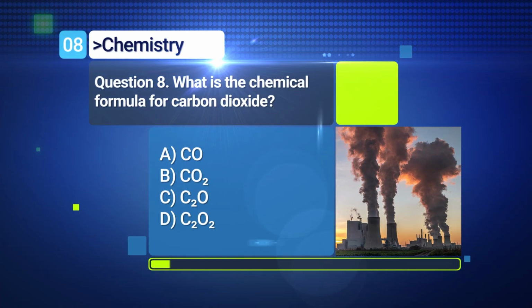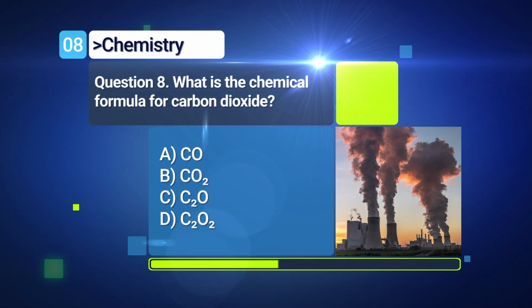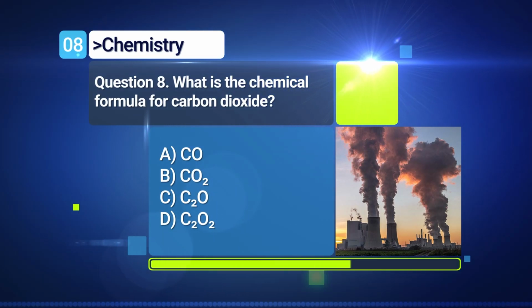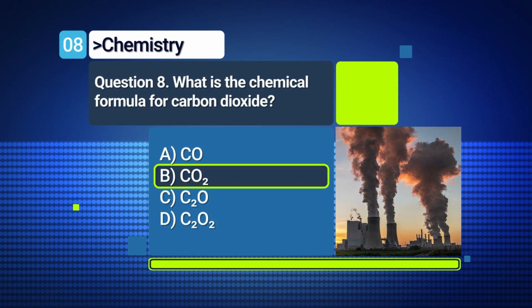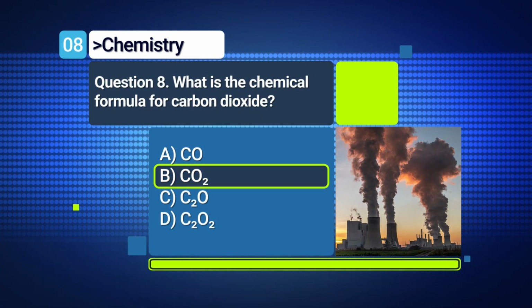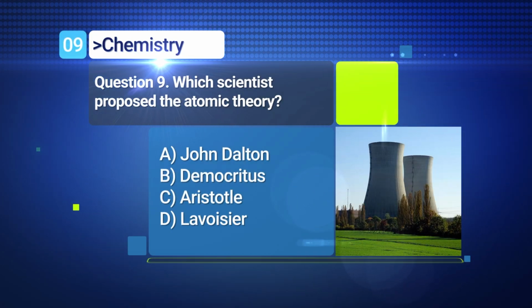Question 8. What is the chemical formula for carbon dioxide? A. CO. B. CO2. C. C2O. D. C2O2. Answer: B. CO2.